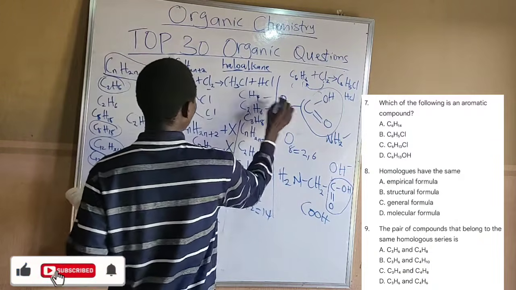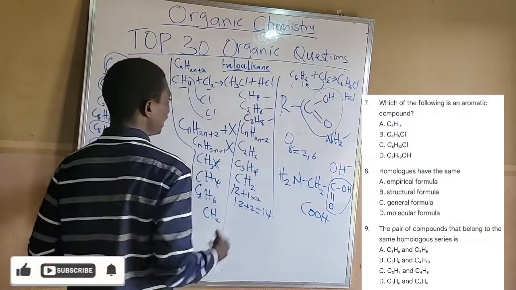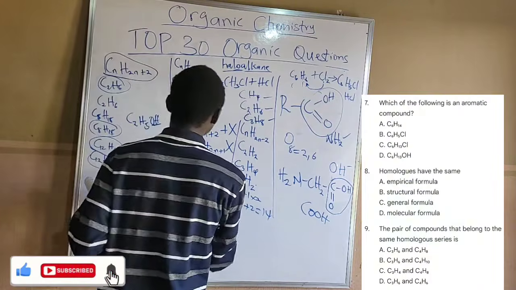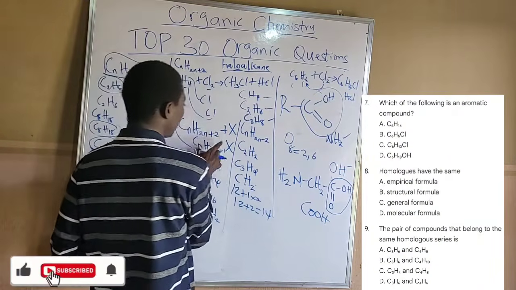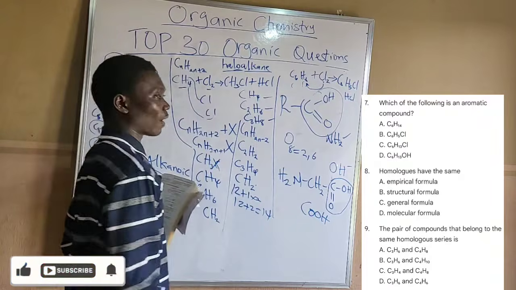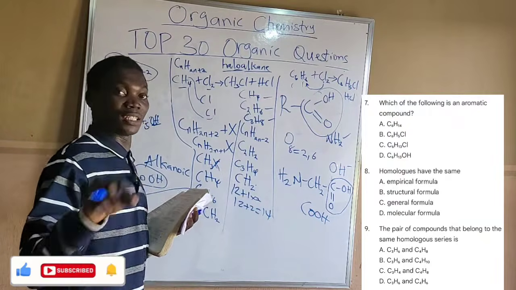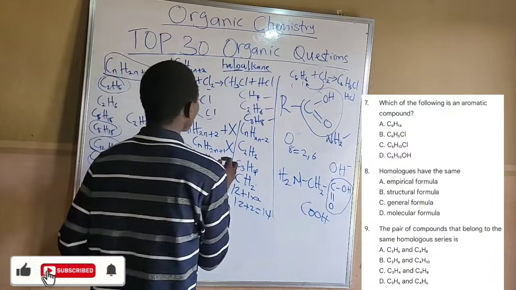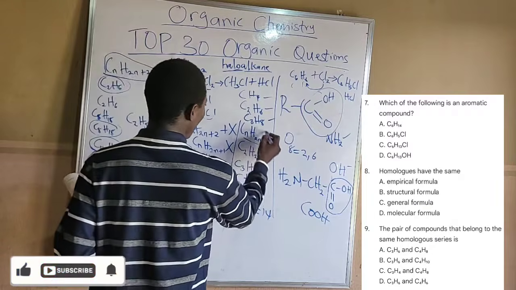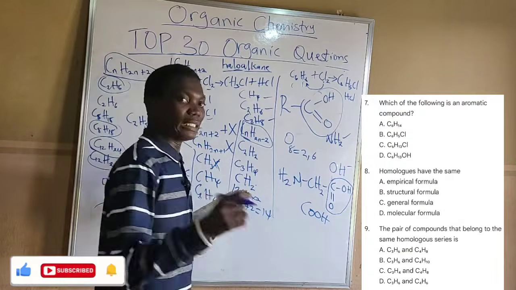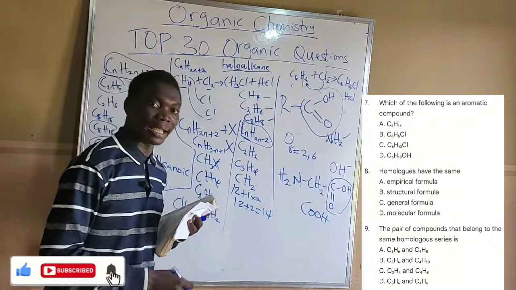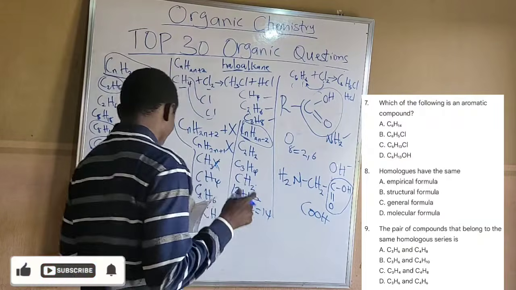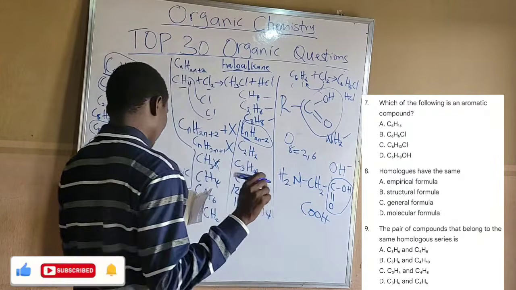When your n equals 2, you get this. When your n equals 3, you get this. They have the same general formula. And not only alkanes, even alkenes: you use the same formula to get all the members of alkenes. Alkynes, use the formula of alkynes, which is this, to get all the members of alkynes, for example ethyne, propyne, butyne, like that. You use the same formula to get all the members. So the correct answer to that is that they have the same general formula.